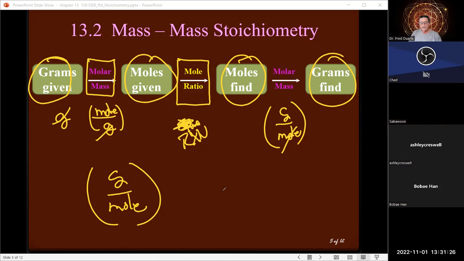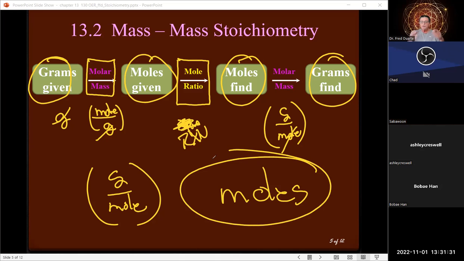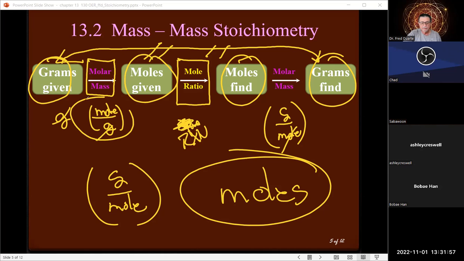Point being, we can't go from apples to oranges unless we go through moles. I cannot go from grams given of whatever the species is to grams of what I'm looking for. Can't do that unless I go through moles, okay? And I was trying to demonstrate here, when we're given grams, we are essentially dividing by the molar mass, right here. And then when we find the moles, we're multiplying by the molar mass to give us grams.